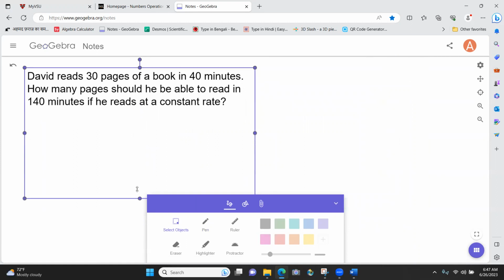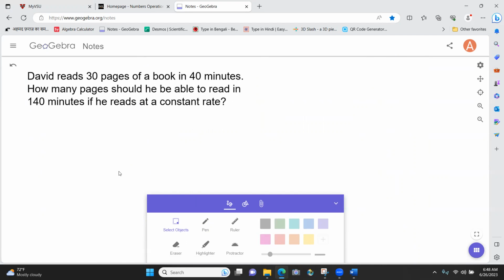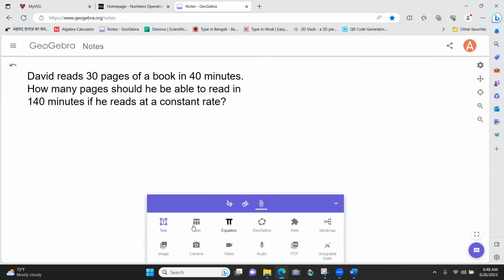Okay. David reads 30 pages of a book in 40 minutes. Okay. In 40 minutes, he reads 30 pages. How many pages should he be able to read in 140 minutes? So when you do problems like this, you really want to define your variable very clearly.